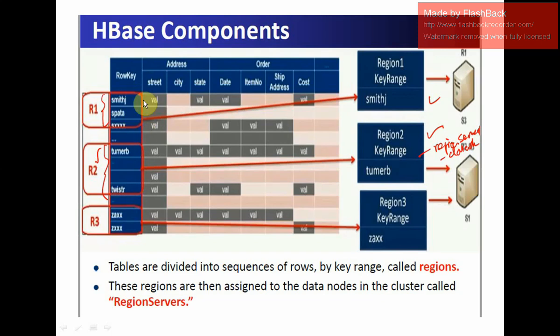So instead of storing the whole data together, we are basically dividing it into several regions, and then these regions are monitored and managed by region servers, and then further all these regions are stored in store files, which are nothing but HBase files, and that can be stored in different data nodes.